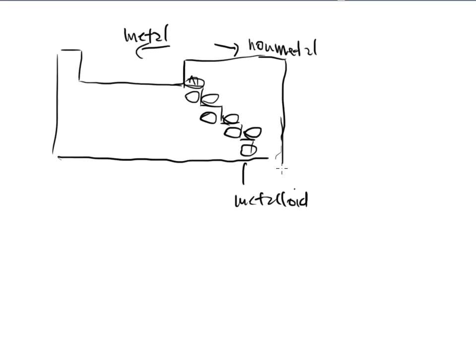So all of the metals are over on the left. All the non-metals are over on the right. The metalloids are on the steps of the staircase. Okay. So where am I headed with this?